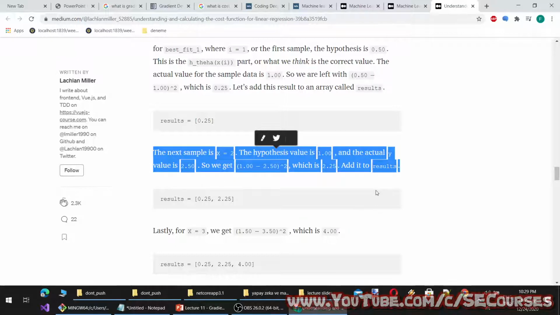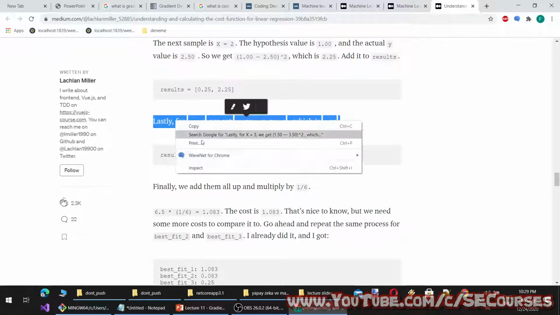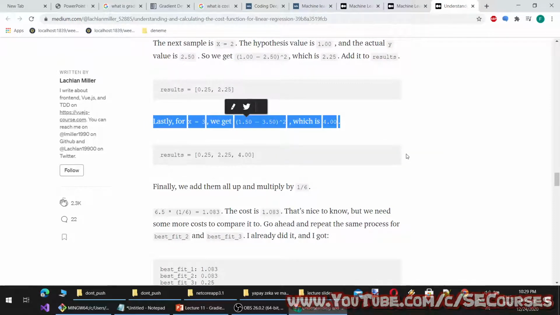The next sample is x equals 2. The hypothesis value is 1.00, and the actual y value is 2.50. So we get (1.00 - 2.50) squared, which is 2.25. Add it to results. Okay, so results are like this, and then we continue for x3. Lastly, for x equals 3, we get (1.50 - 3.50) squared, which is 4.00.